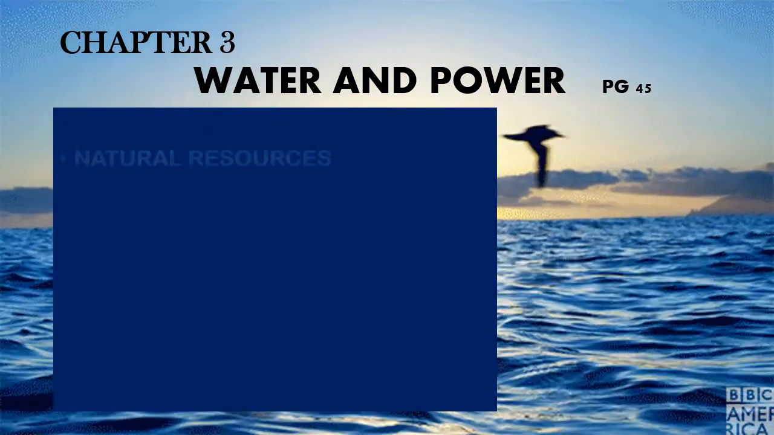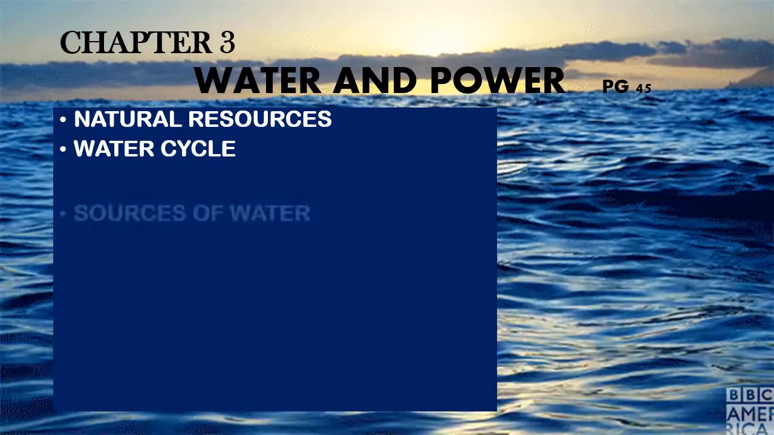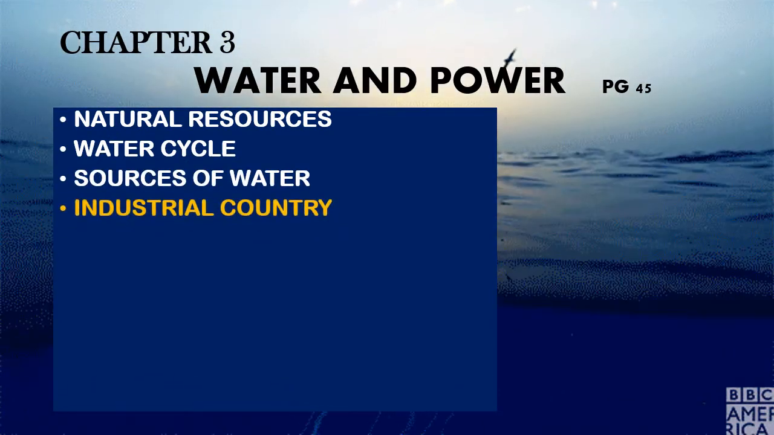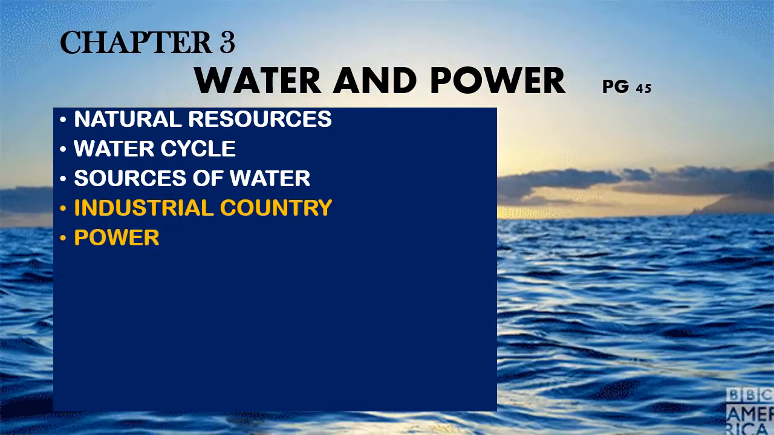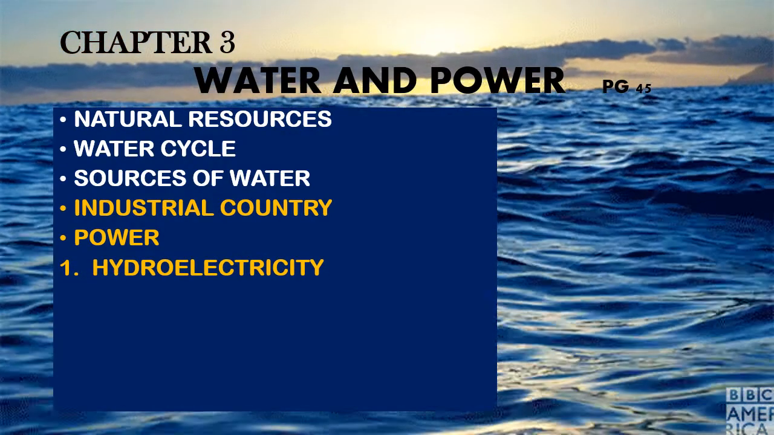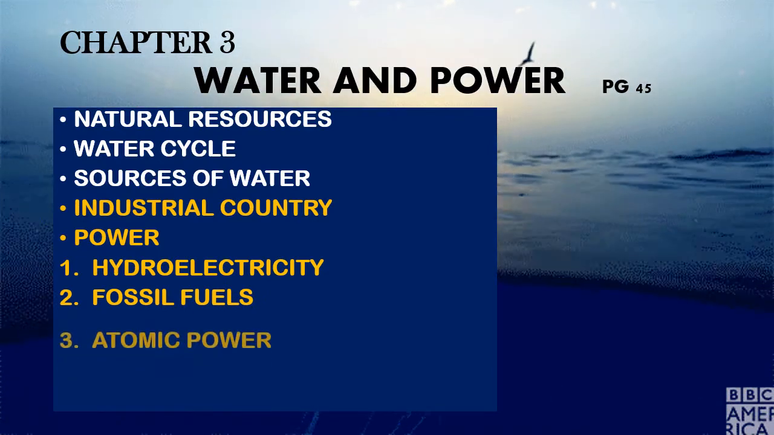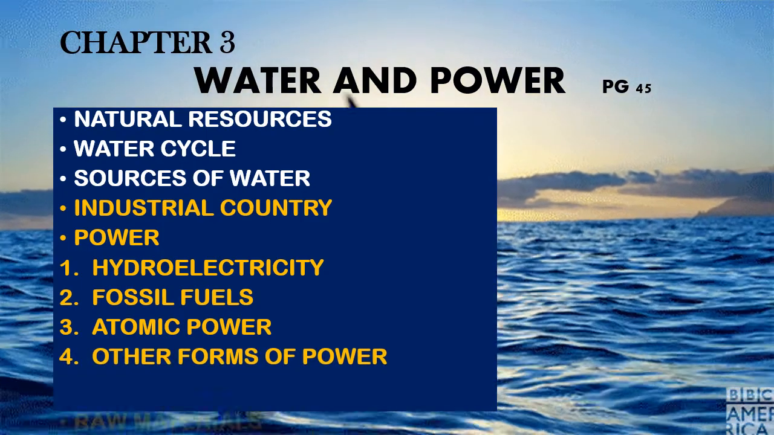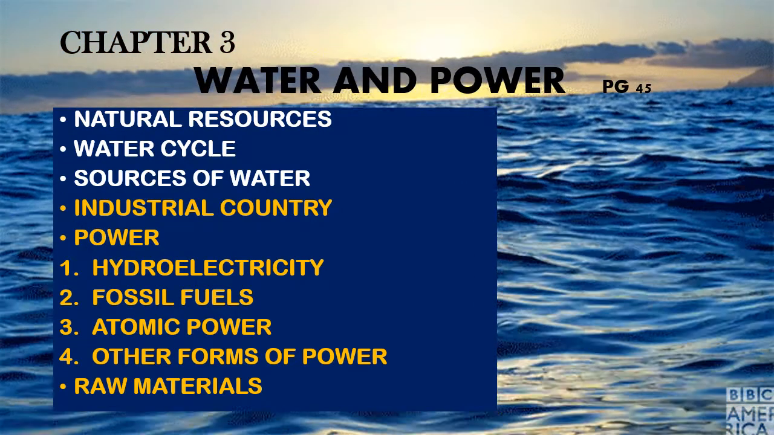We had discussed the natural resources, water cycle, different sources of water, what is an industrial country, what is power and its different forms like hydroelectricity, fossil fuels which is thermal power, atomic power, other forms of power, and raw materials. So let's begin.